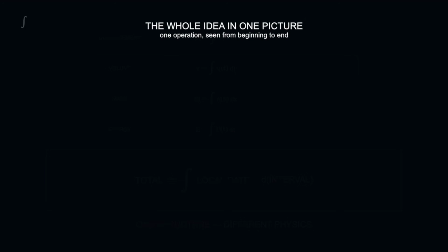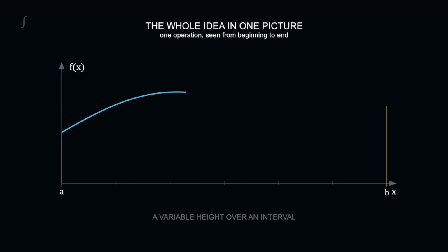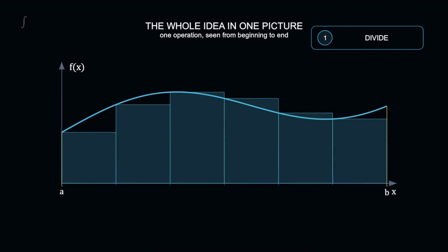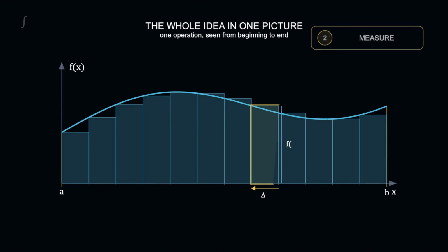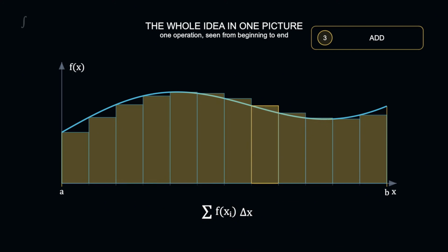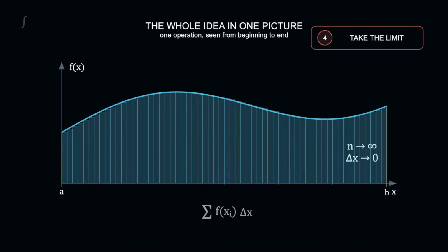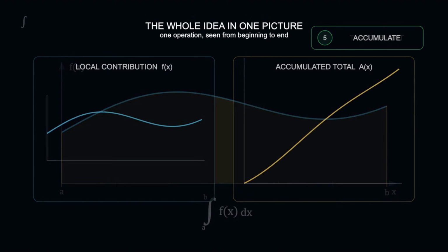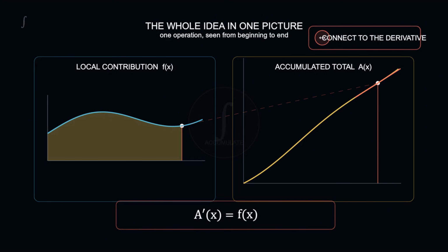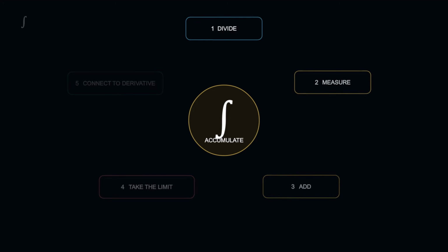So the central idea of integration can be summarized in 5 steps. Divide a continuous problem into small pieces. Measure the contribution of one piece. Add all of the contributions. Let the size of each piece approach 0, and connect the resulting accumulation to differentiation. An integral is not simply an area formula.